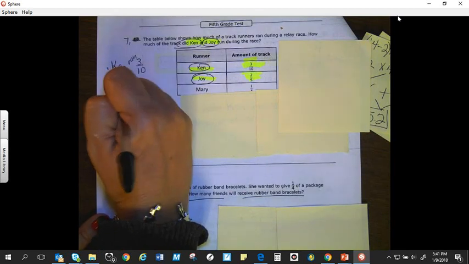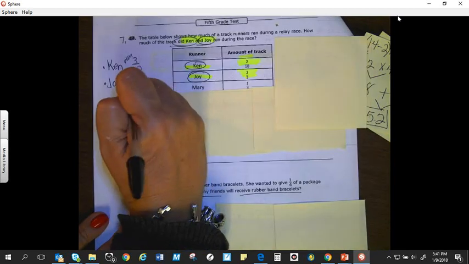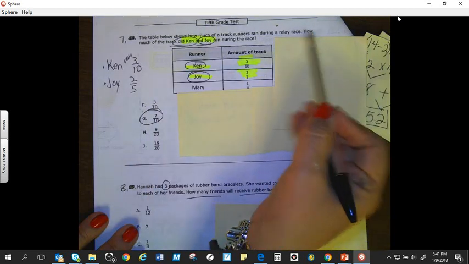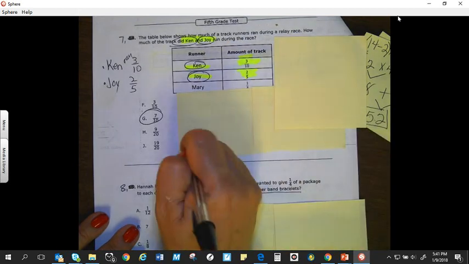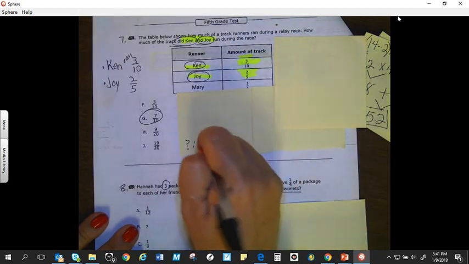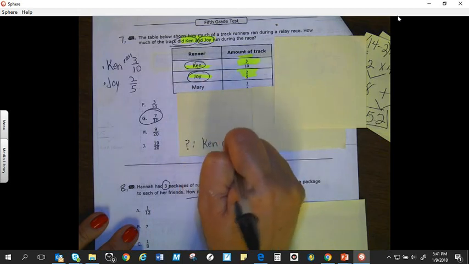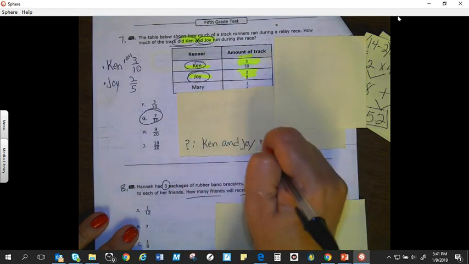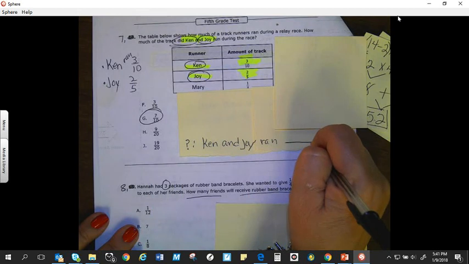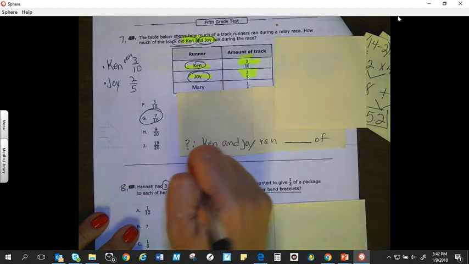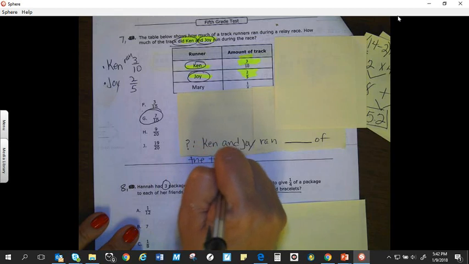Ken ran 3/10 of a mile. And Joy, because those are the two people we're talking about, ran 2/5 of a mile. Now my question is how much of the track did Ken and Joy run during the race? So my question is going to be: Ken and Joy ran blank of the track during the race.